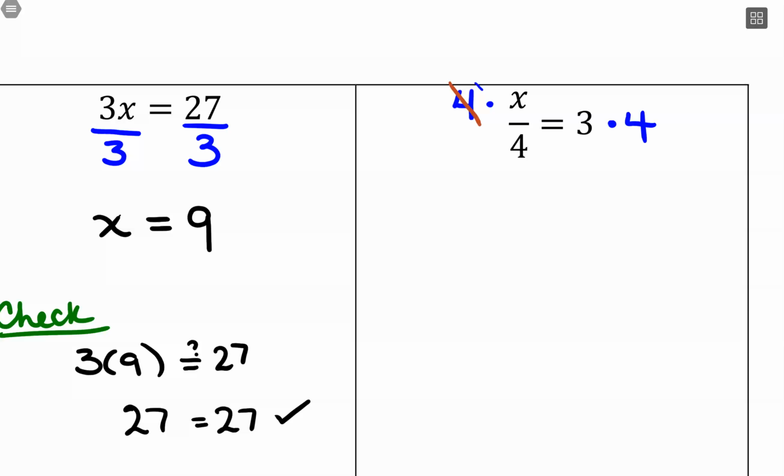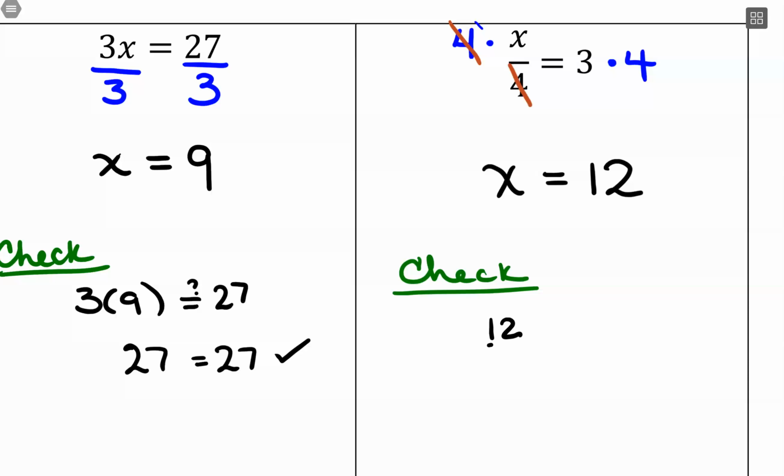So on the left hand side, it would cancel out to a 1. And then 3 times 4, which is 12. And then we could check it by plugging in 12 divided by 4. And is that equal to 3? Which it is. So we have balance and we have that value. So these are the cases for how we can kind of isolate x in just a single step.